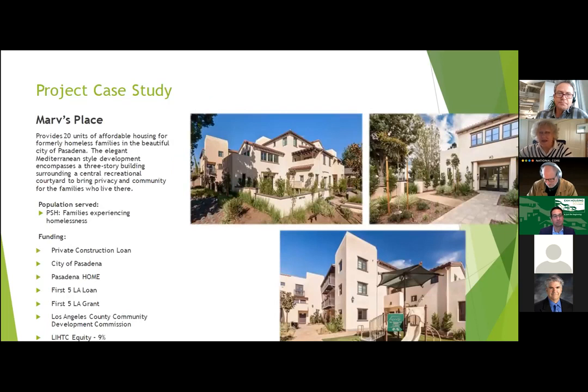Okay. Next slide is Marv's Place, and back to David. Thank you. So Marv's Place is an example of everything we discussed in terms of outreach, social services, and complex stacking of funding sources. As you can see, it's a Spanish style design in Pasadena. It complements the local architecture.